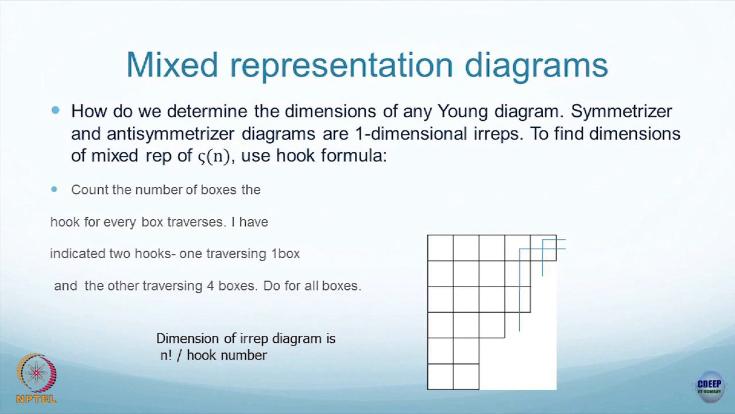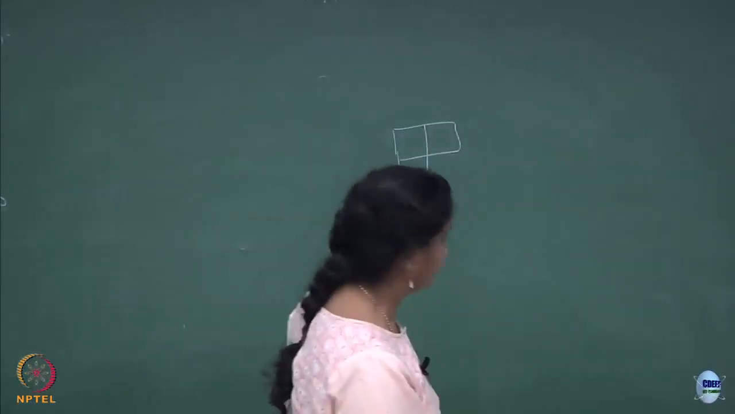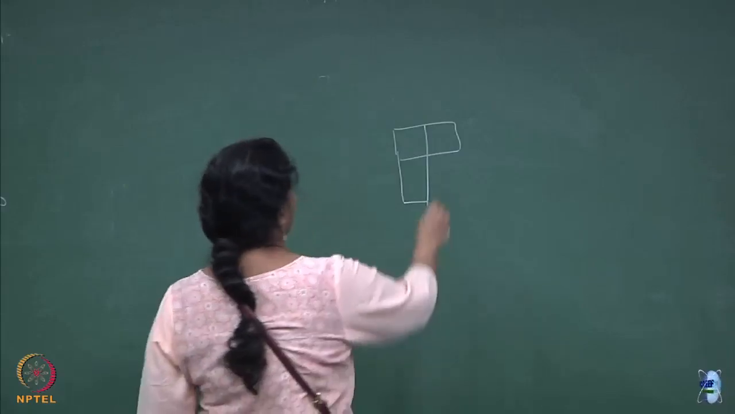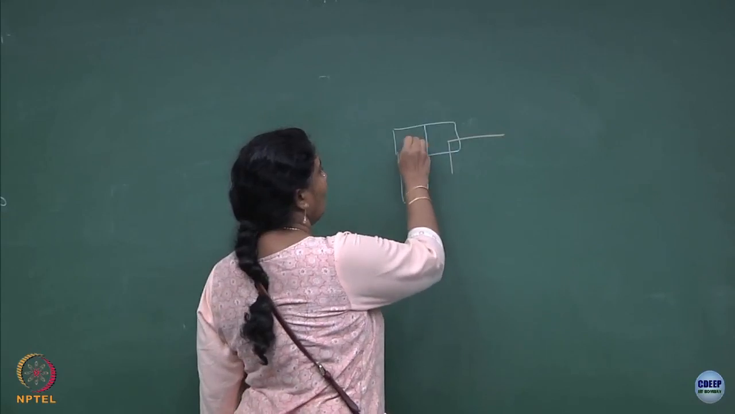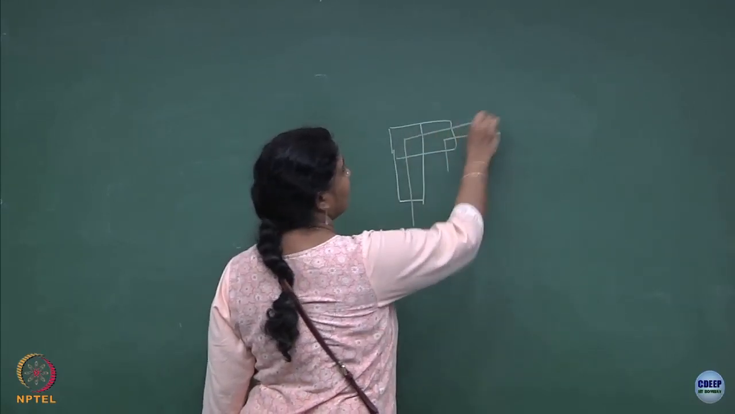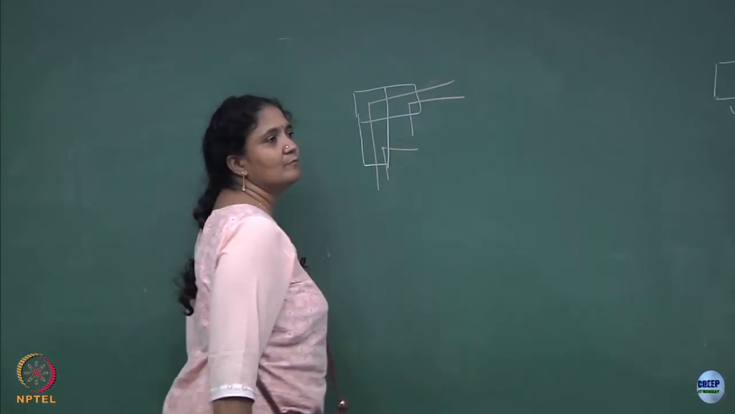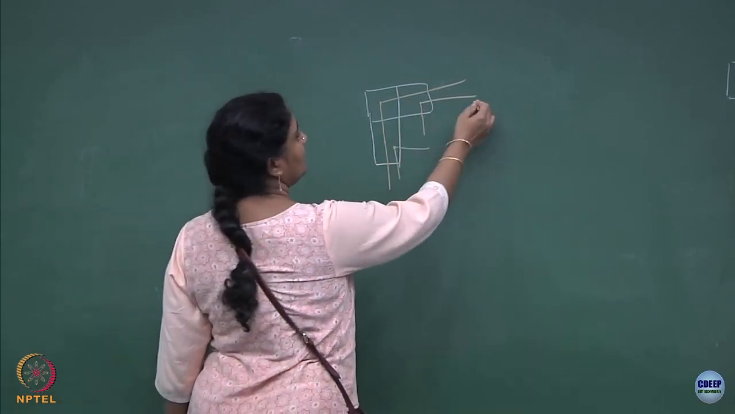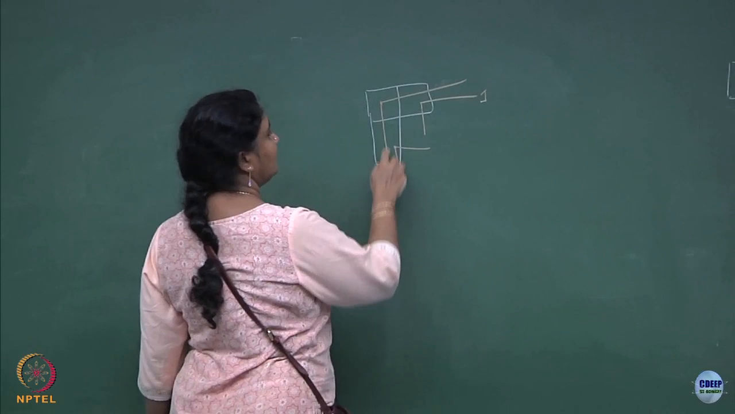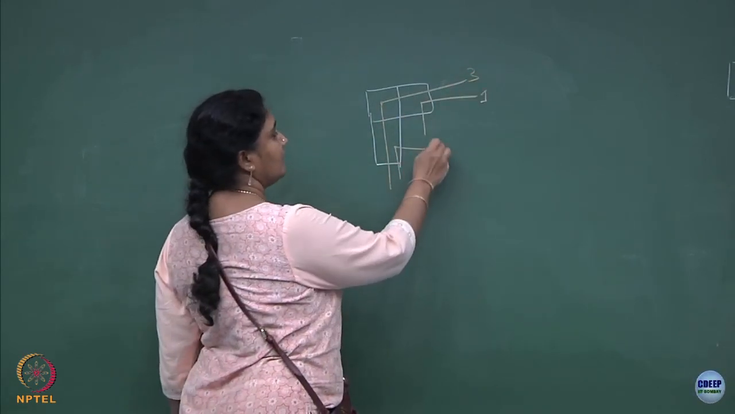So, let us do this for this example. This particular box has one hook, this box has another hook, this box has this hook. So, this number is 1, this number is 1, 2 and 3, and this one is again 1.